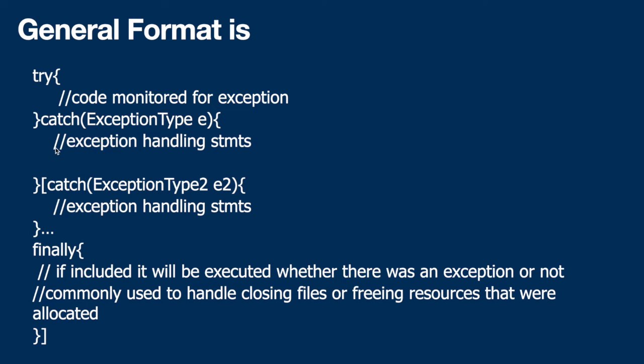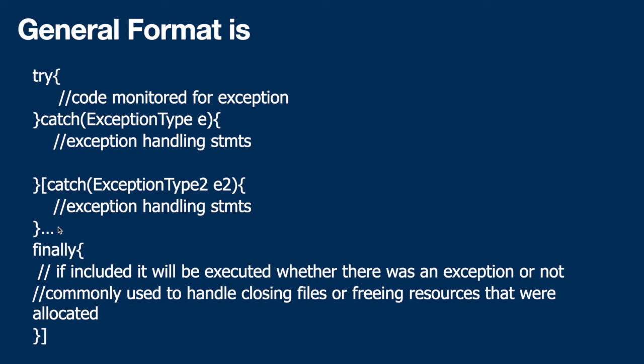So then, in the catch block, we will put our exception handling statements to show what has occurred to the user. And we can have multiple catch statements if we have multiple errors. Okay, so if we have multiple errors, we can use multiple catch statements. As you can see, it's included with an angle bracket because it's optional, and the finally block is also optional.